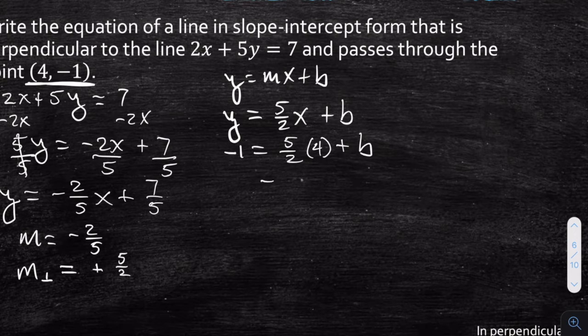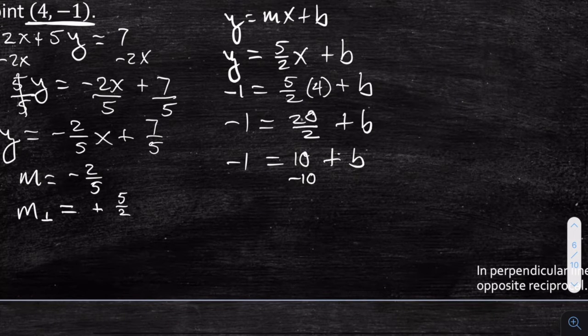And we could do it this way. 5 times 4 is 20, and 20/2 is 10. We'll say plus b and plus b. And we still have -1 and -1 because we haven't done anything with the -1. But now we're going to subtract 10 to get b by itself. 10 minus 10 is 0. b is equal to 1 plus 10 is 11, but those are negative numbers, so it's -11. b is equal to -11.